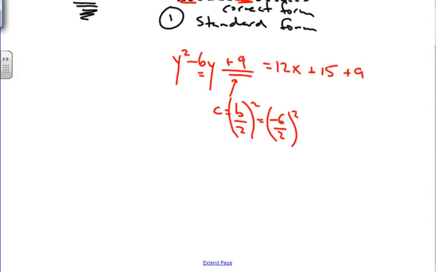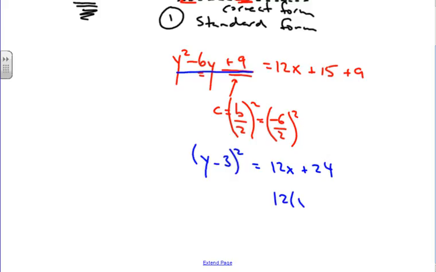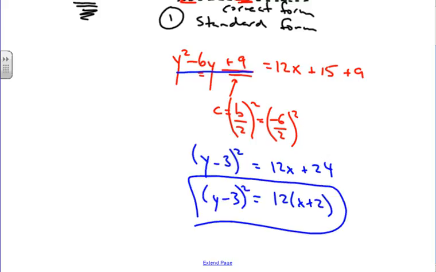Now, from here, we have y minus 3 squared. So we're going to complete this square. Now it's a perfect square: y minus 3 times y minus 3. This is going to equal 12x, and you can add the constants together and we have 24. Now from here, you realize I can factor out a 12, so 12 times x plus 2. And now we have our standard form. This is what standard form is.